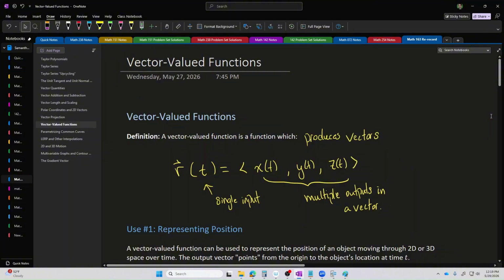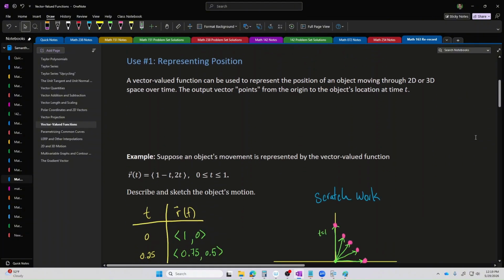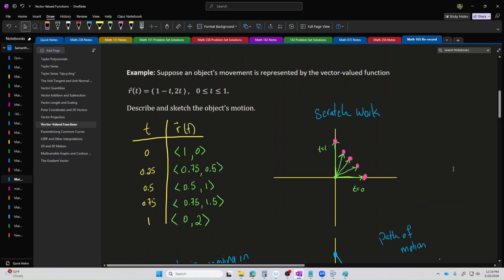That concludes today's video. A vector valued function is a function whose outputs are vectors. A function that takes a single input in and produces a list of outputs in vector format, an x of t, a y of t, and potentially a z of t. Vector valued functions have several uses, the first of which is to represent positions of moving objects. When you have a vector valued function that's being used in this way, the input of the vector is time, and the output is pointing to the location of the object in space at that moment in time.